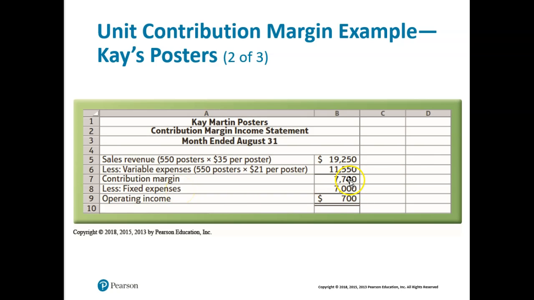Okay, so we've got $700 more. We made a whopping $700 this month. Okay, so we've got to do something. You've either got to cut your costs, increase your volume, or raise your price in order to increase this operating income.